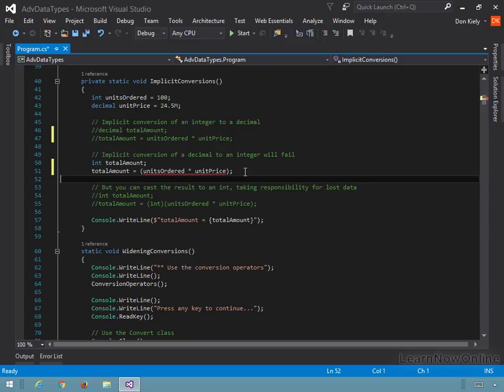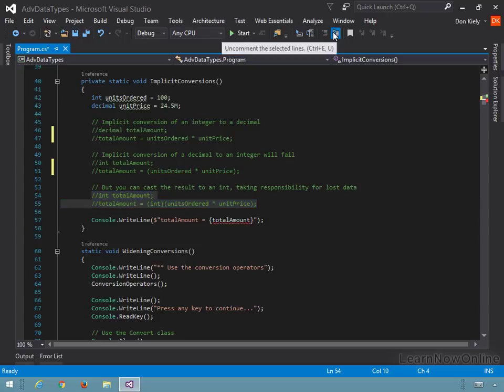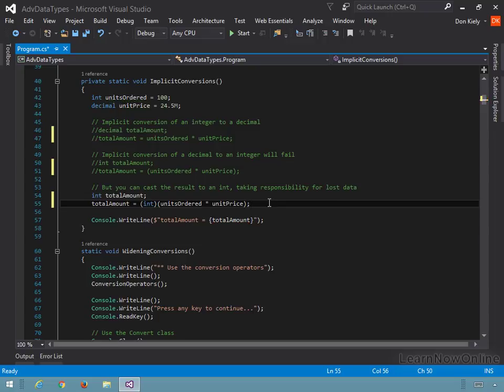Okay, here I am back in the code. I'm going to comment out that previous example that I was talking about. And here's that code that I showed you in the slide. So again, what's happening here is that units ordered is an int. That's how it's declared up here. Unit price is a decimal. The compiler converts it to a decimal value for the purpose of the multiplication. And then it takes the result of that multiplication and casts it to an int, and then assigns that value to total amount. And the compiler's happy. You've told it you don't care about the potential loss of data, and so this code executes.